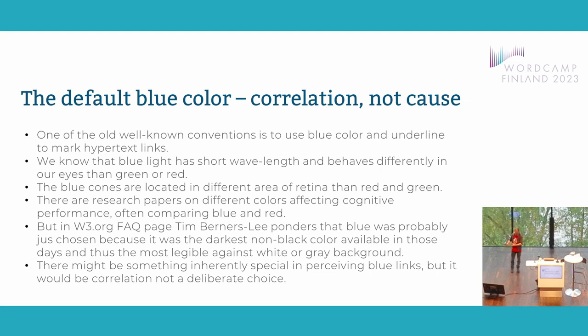It wasn't planned, but now we have studied that our blue receptor cells are located around the edges of our eyes, while green and red are in the middle. So it's physically a little bit different. There are studies about how we react differently to the blue color, but it was never intended. And we're not sure if it has any significance, but physiologically the blue color is different, though maybe that's not the reason it ended up being the link color.